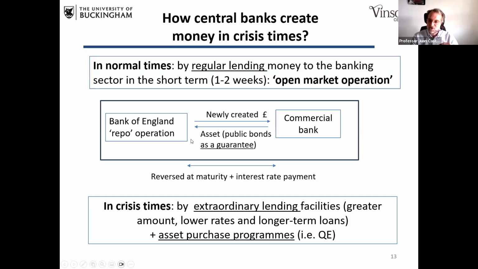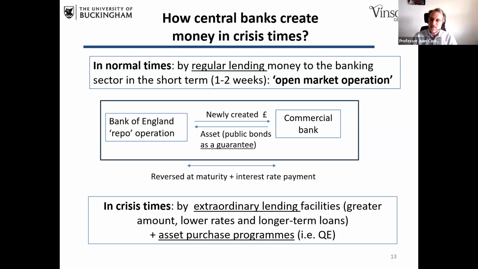So just for the duration of the lending, the Bank of England will be holding those assets as a guarantee in exchange of the money lent to the commercial bank. After 1 or 2 weeks, the operation will be reversed. That's why we call it a repurchase operation. The operation will be reversed at maturity. The bank will be paying back the principal of the loan plus an interest payment.